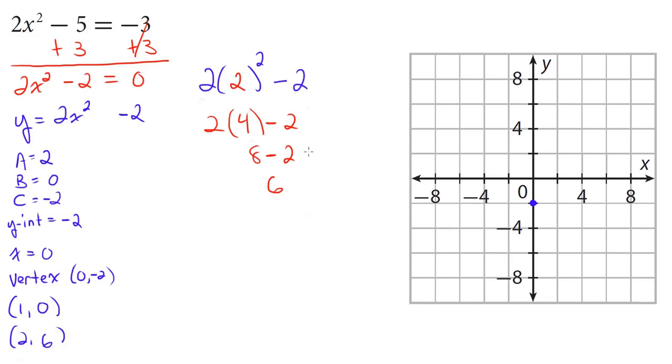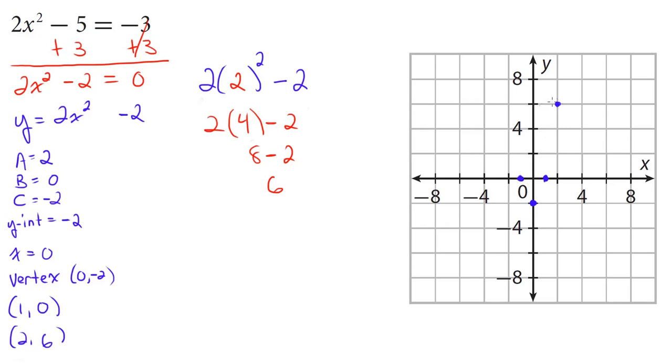And I don't think we're going to have room to place another point. So we have 1 comma 0, which is right here. And we have 2 comma 6, which is right here. And so now our y-axis is our axis of symmetry, so we can just reflect. So this point is 1 to the right of the y-axis, so its partner is going to be 1 to the left.